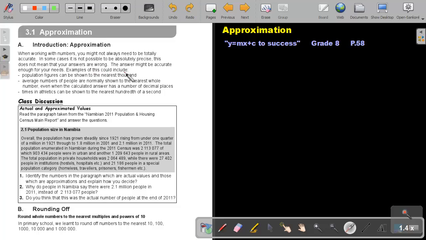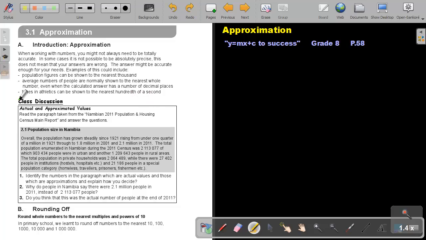Examples of this could include population figures can be shown to the nearest 1,000. Average number of people are normally shown to the nearest whole number, even when the calculated answer has a number of decimal places. Times in athletics can be shown to the nearest hundredth of a second.